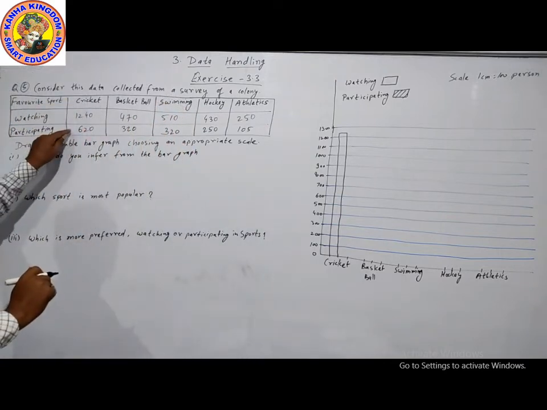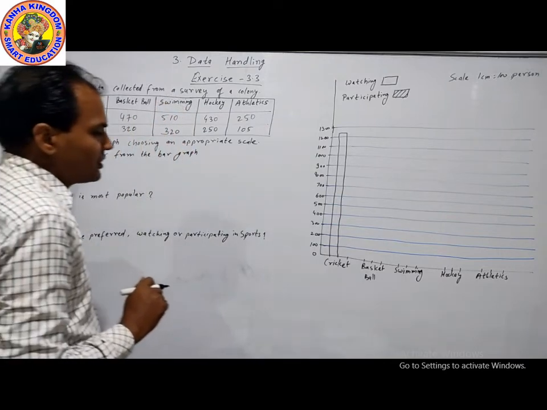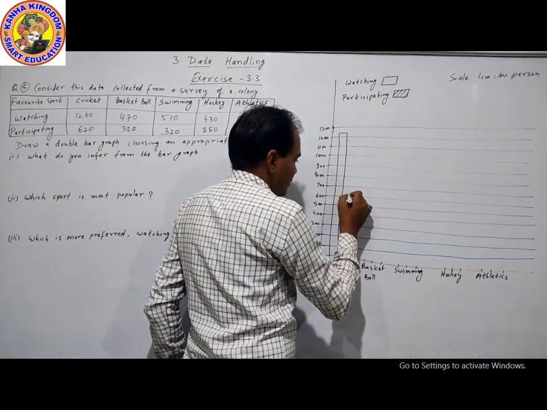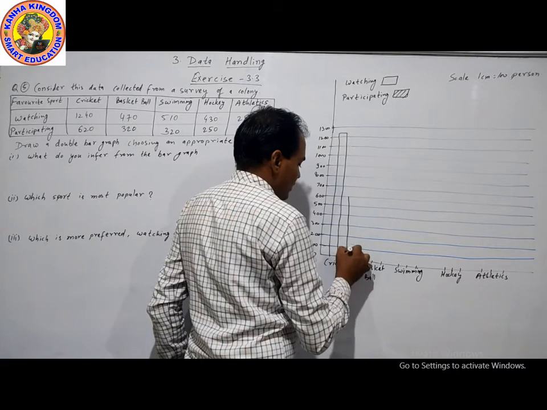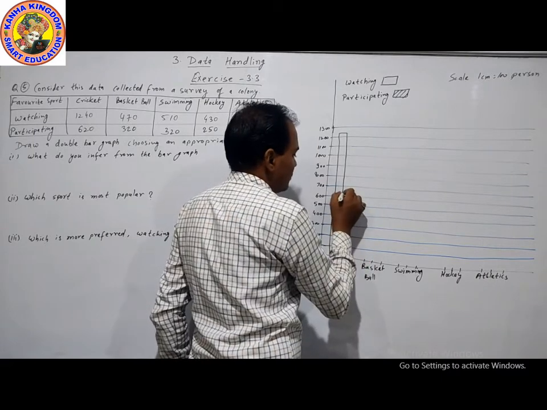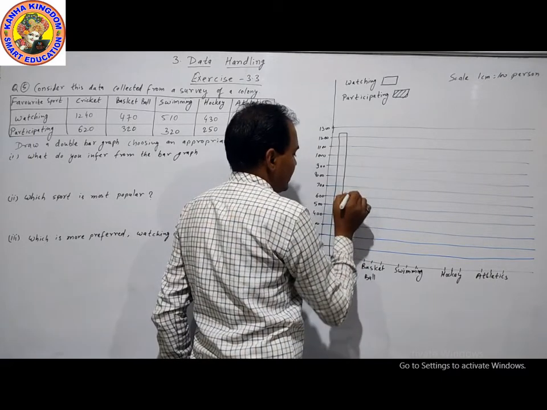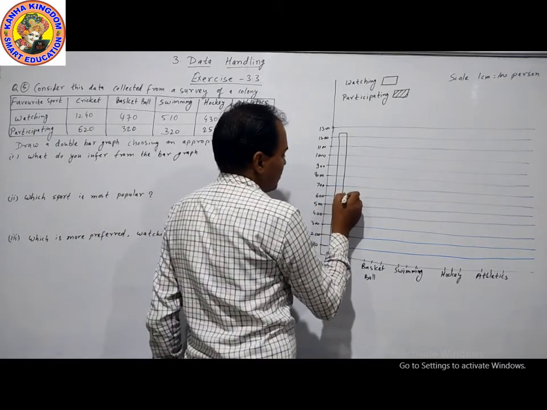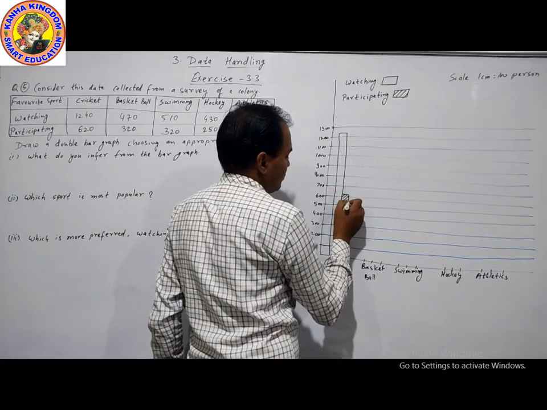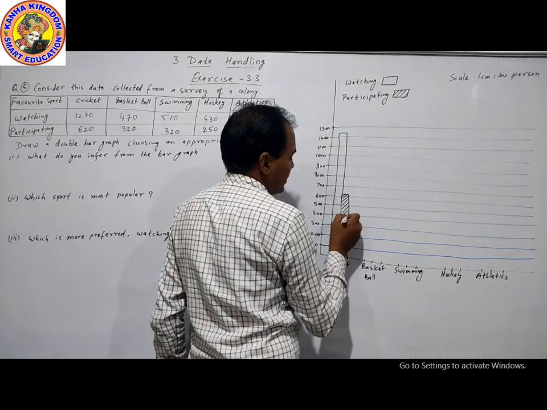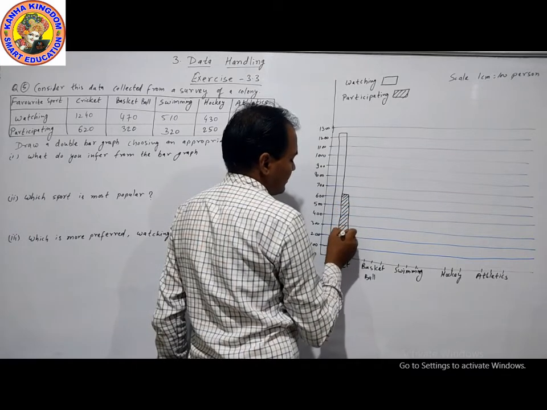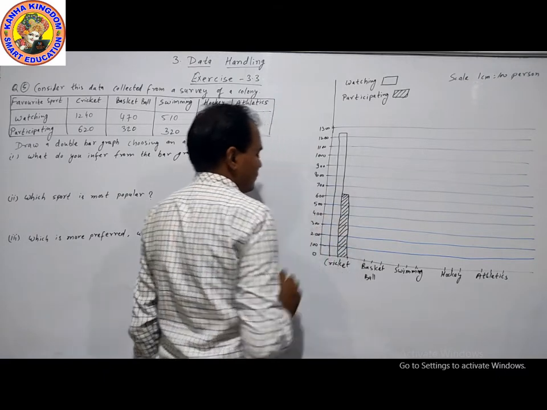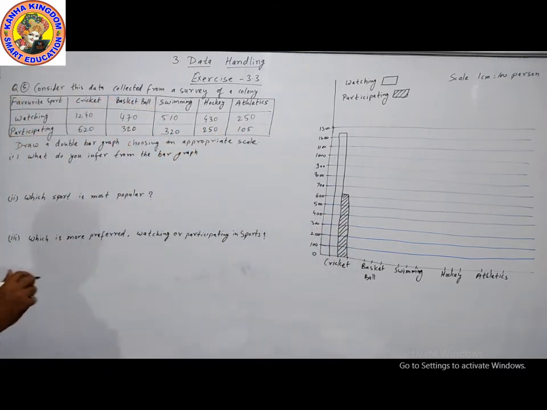Now cricket participating is 620. Here is over 600, and I assume that here is 20. This is participating, the second bar, so I will draw the lines in this second bar.